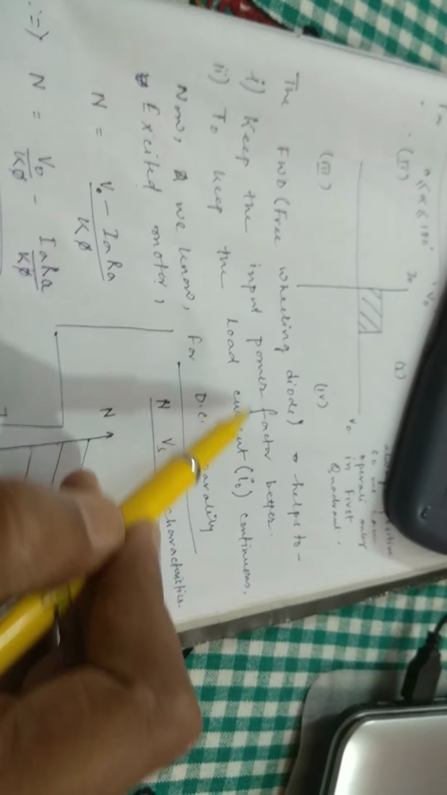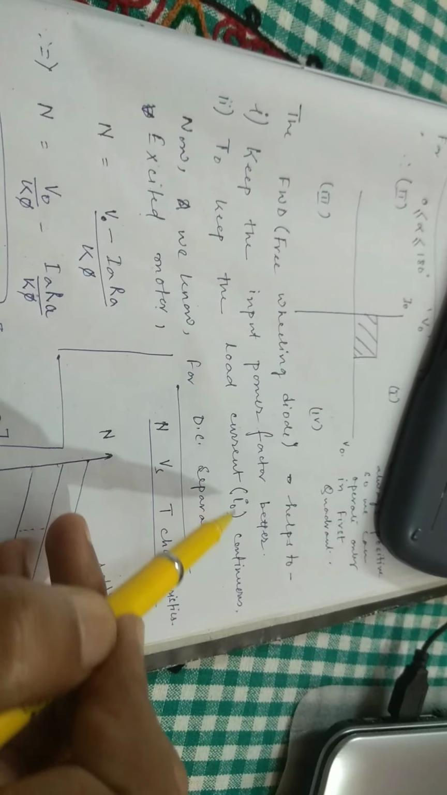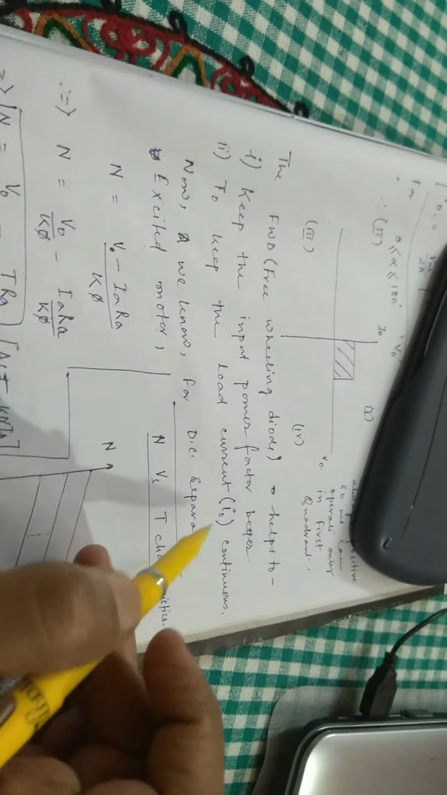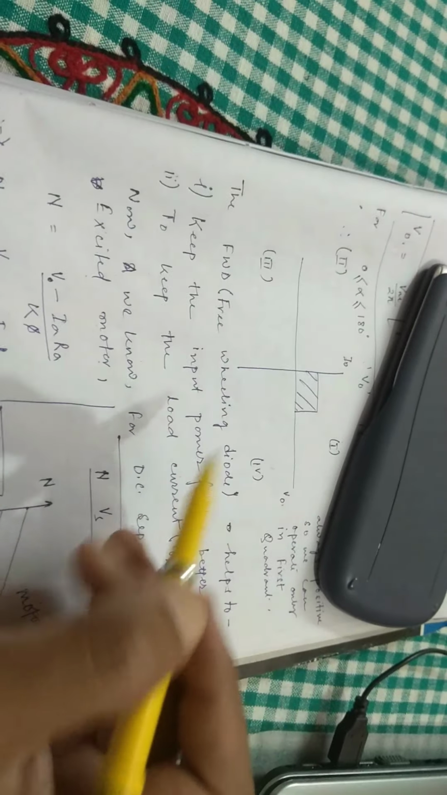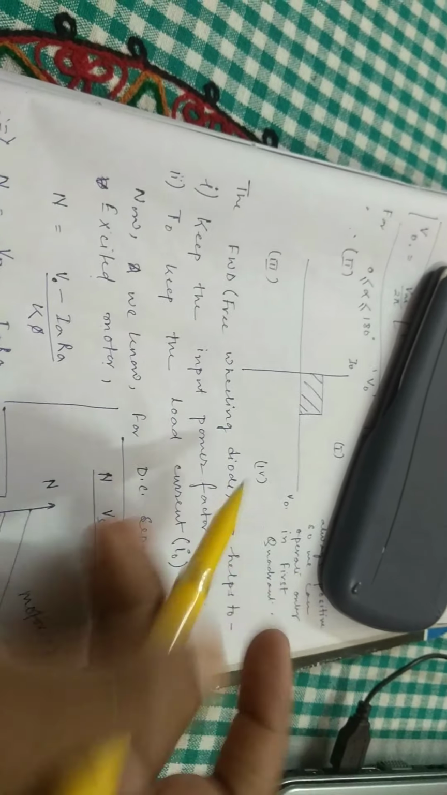So the function of the freewheeling diode is to help keep the input power factor better and to keep the load current continuous. For the load current to be continuous, the freewheeling diode has a role. Without the freewheeling diode, there is a high probability that beyond pi the current will decay to zero. That will be a discontinuous conduction mode.